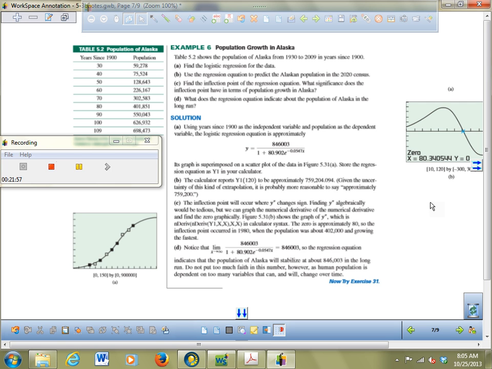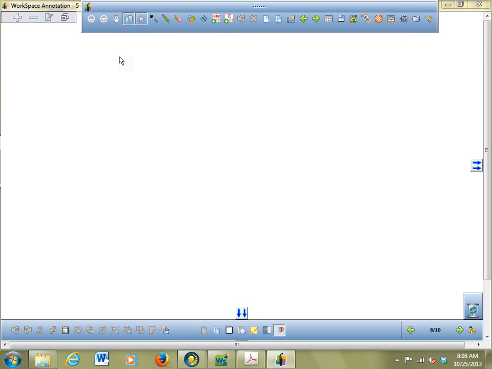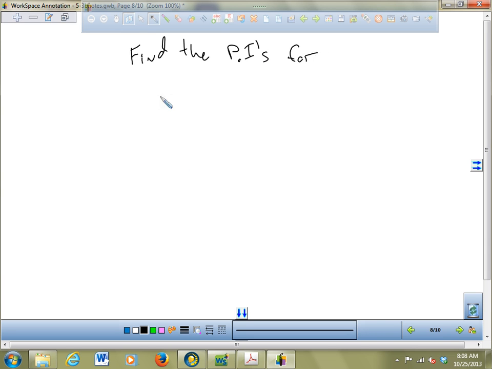So points of inflection. We're going to find a point of inflection. Didn't we just do that? Did we find the concavity? Let's do a complicated one. So going back, we're going to find the points of inflection. Hey, pay attention there, Tanner. Find the points of inflection for y equals e to the negative x squared.